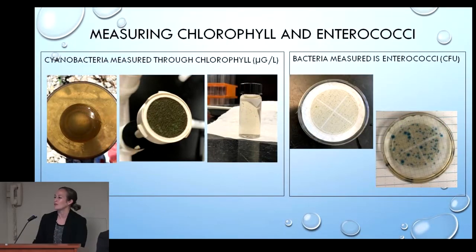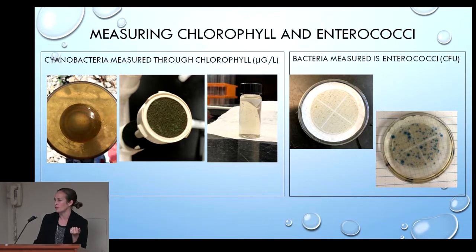Okay. How do we measure chlorophyll and enterococci? With cyanobacteria, you can measure this through the chlorophyll itself. It's a filtering method where you put it on the filter as you see here. You put it into a spectrophotometer or fluorometer, and you see the fluorescence that comes back to see how much chlorophyll is present.